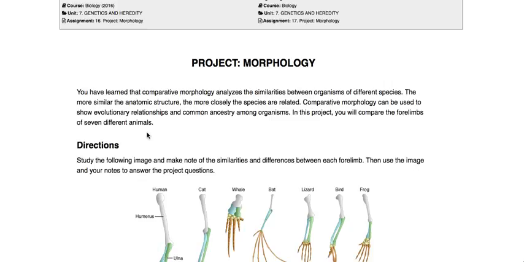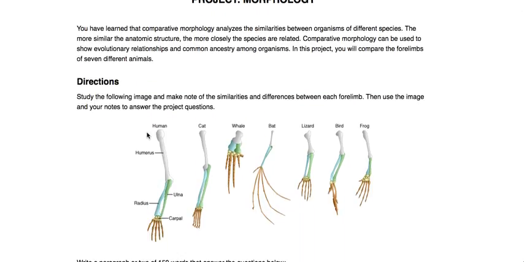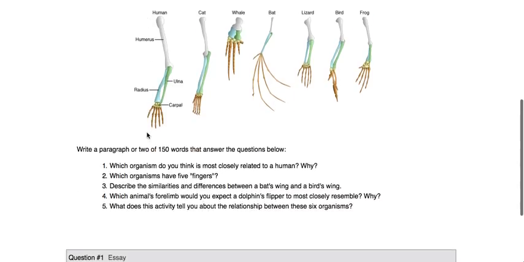Okay, so the goal of this project is to take a look at the following images below. There are 7 images of different organisms, and you make note of the similarities and the differences that you see. Then you're going to use your notebook, whatever you wrote down, to answer the project questions. This really doesn't require any research. It just requires some understanding of comparative morphology, meaning going through and making sure that you've understood the previous lesson and some of the material that we've talked about here, and then being able to synthesize your response.